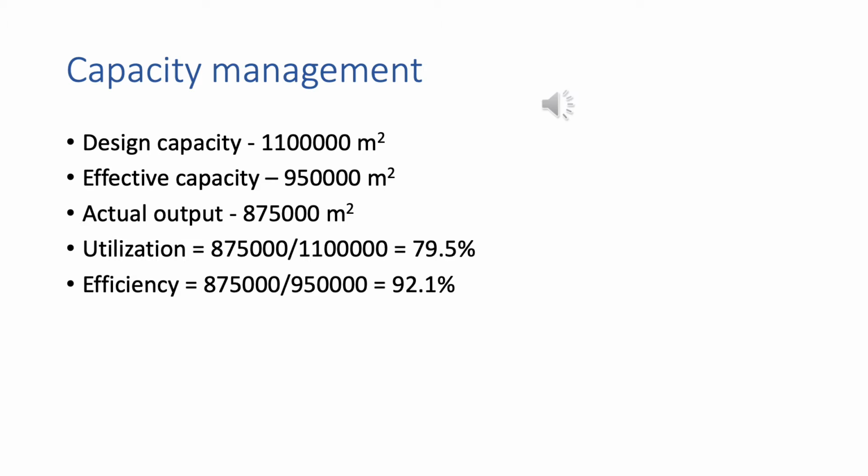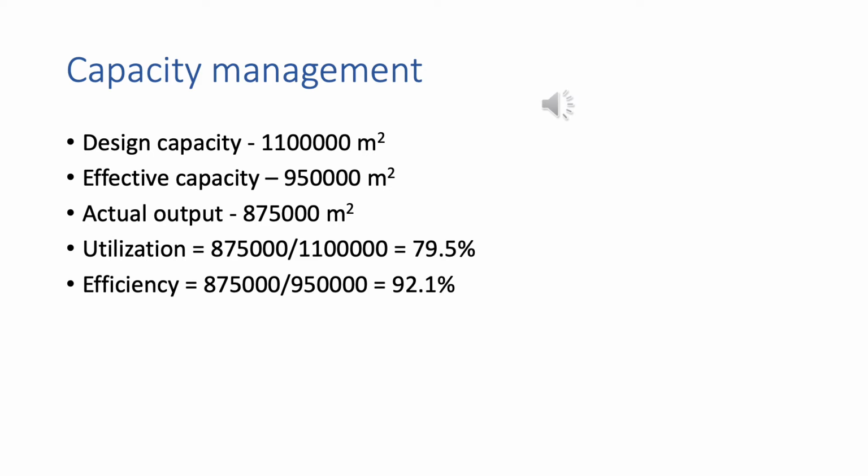Now let's talk about numbers. The company has scheduled for the current year that it should complete 1.1 million meters squared. However, due to weather conditions and subcontractor issues, they expect to complete 950,000 meters squared. So the design capacity is 1.1 million and the effective capacity is 950,000 meters squared. And the actual output for the year is expected to be 875,000 meters squared.